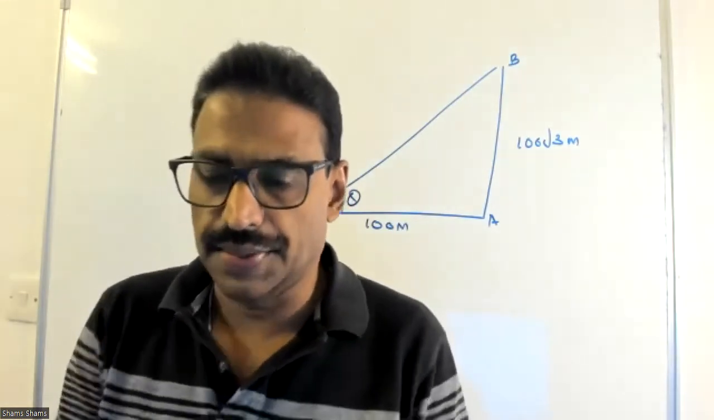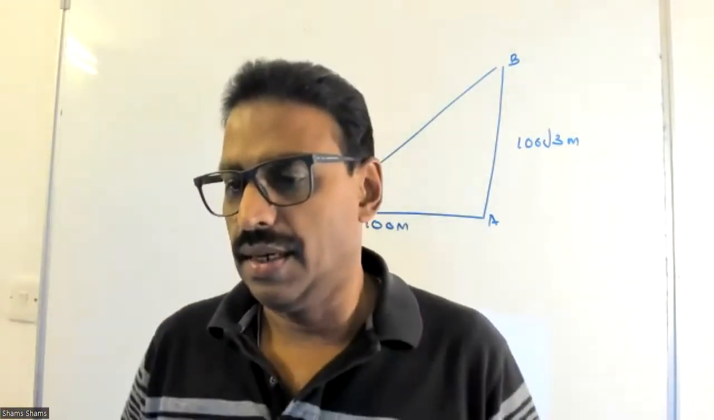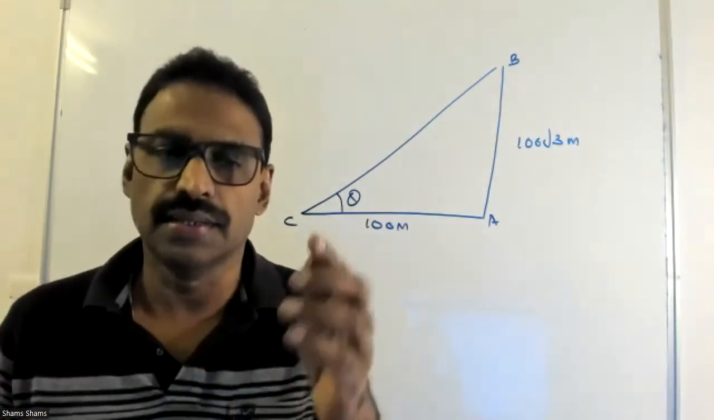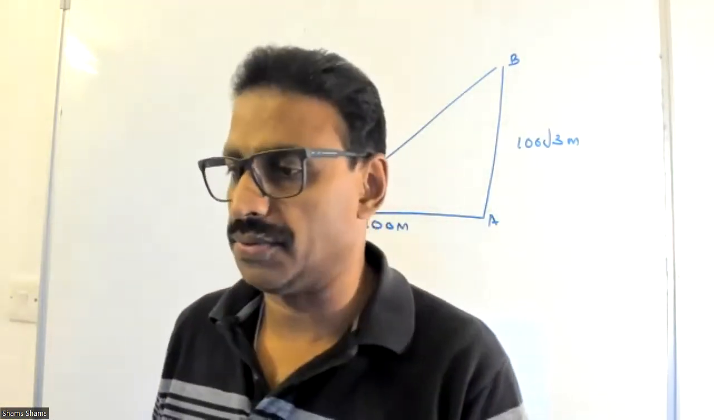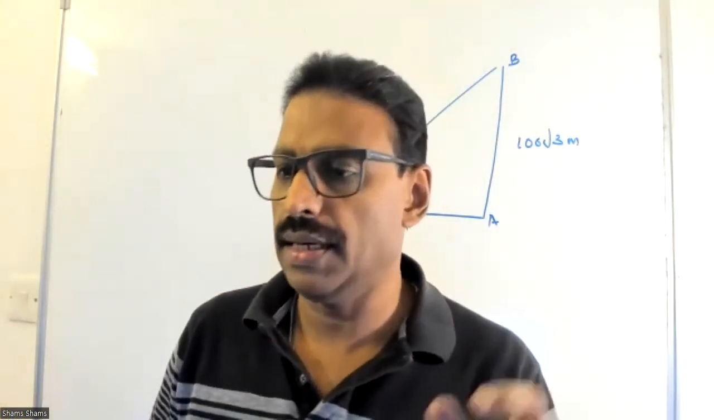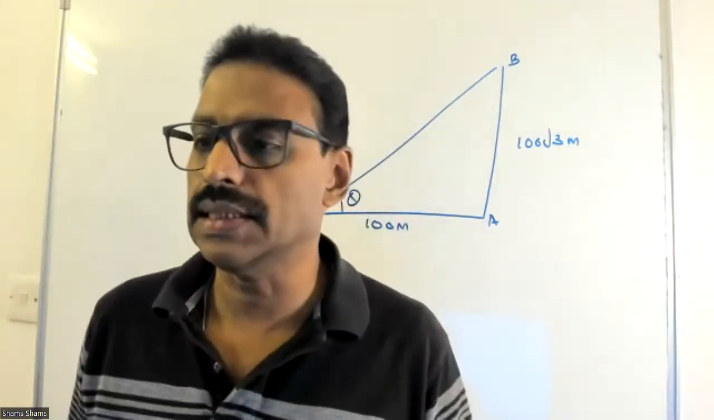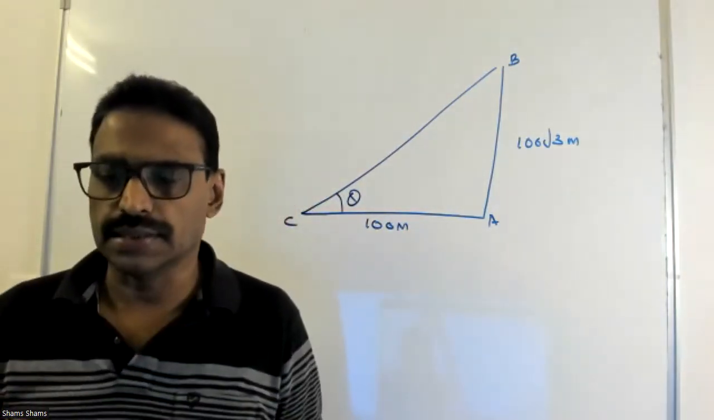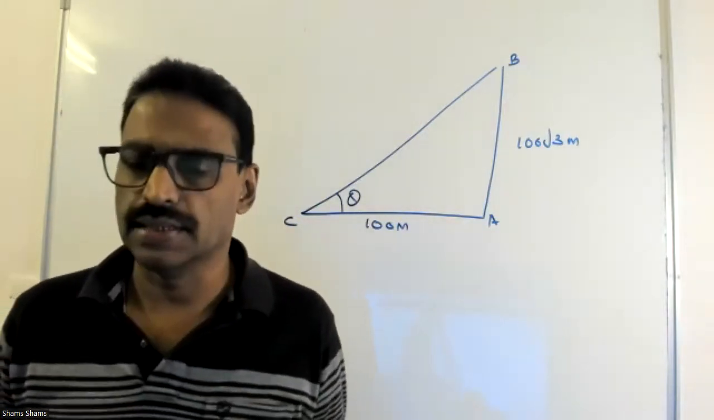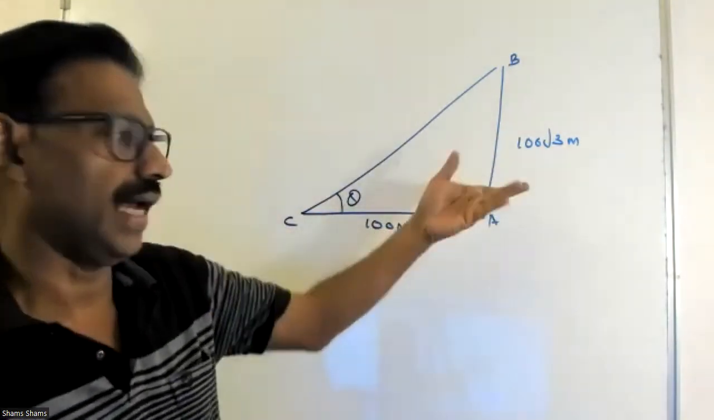Correct or not? Because in this chapter there are no other formulas or identities. Only sine theta is opposite side by hypotenuse, cos theta is adjacent side by hypotenuse, tan is opposite by adjacent side, cosec is hypotenuse by opposite side, sec is hypotenuse by adjacent side, cot is adjacent side by opposite side. Connecting these two, we know tan is enough.